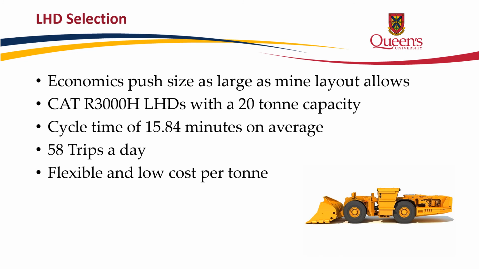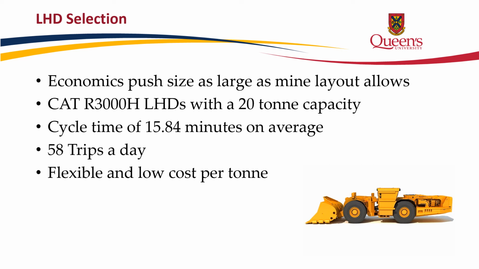As economic factors push equipment to be as large as the constraints of the operation will allow, and the Genoa operation will be operating with a large tonnage and does not need extreme selectivity, the large capacity CAT R3000H will be the LHD used in the mine. This loader has a recommended clearance width of 5 meters, which is within the constraints of the room design, and offers the maximum capacity at the size.